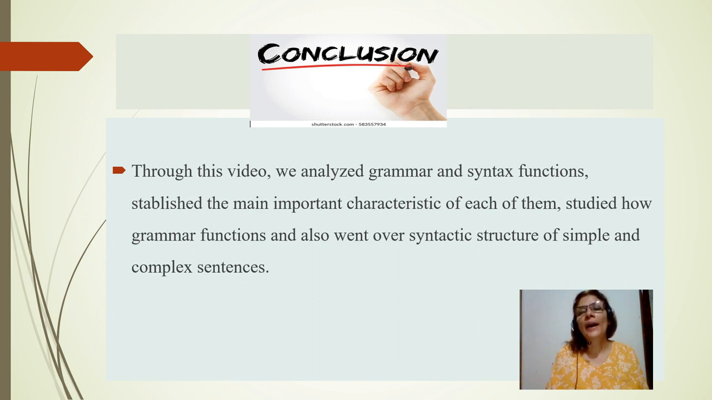Throughout this video, I analyzed grammar and syntax functions, established the main important characteristics of each of them, studied how grammar functions, and also went over some syntactic structure of simple and complex sentences. In addition, the way that words are ordered is just as important as the words themselves. Syntax is what defines that order. Grammar is a comprehensive set of rules for using language to convey meaning. Therefore, it is necessary to explore more of these two interesting topics in order to comprehend how language works. That was it. Thank you so much.